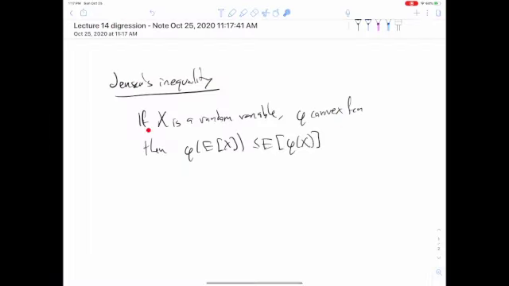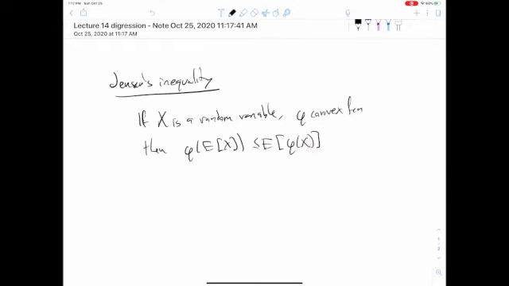In this video, we're going to take a brief detour down the road of Jensen's inequality. So Jensen's inequality says that if you have a random variable x and a convex function phi, then phi of the expected value is less than or equal to the expected value of phi of x.